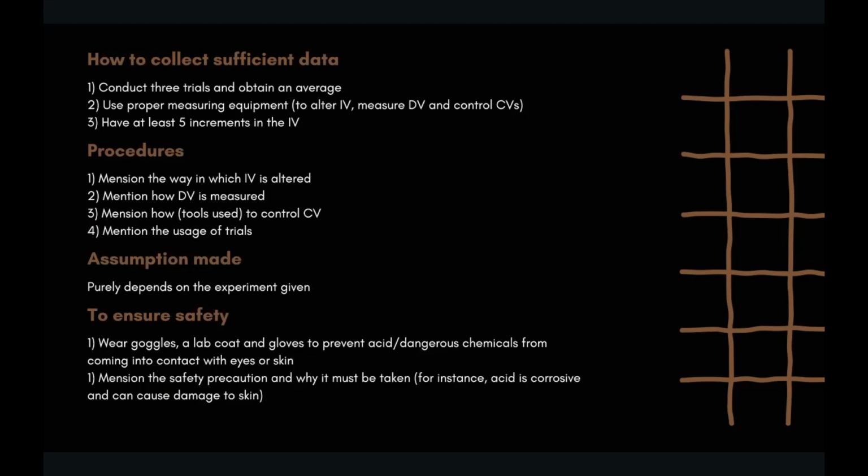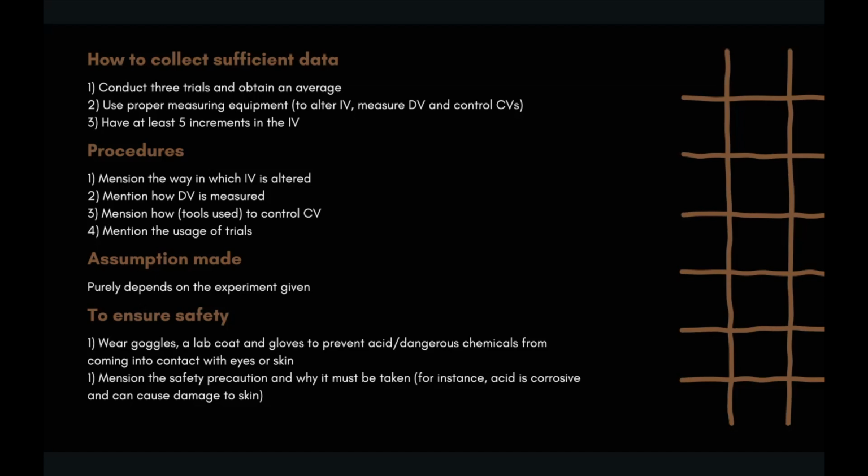How to collect sufficient data. If they ask, you can directly write it like this, but you could also incorporate it in the procedures however you'd like. But in some manner, you have to mention that you'll be conducting 3 trials and you're going to use them to obtain an average in order to collect sufficient data. And you'll have to use proper measuring equipment, as I mentioned earlier, to change the independent variable, to measure the dependent variable, and to control both the control variables.